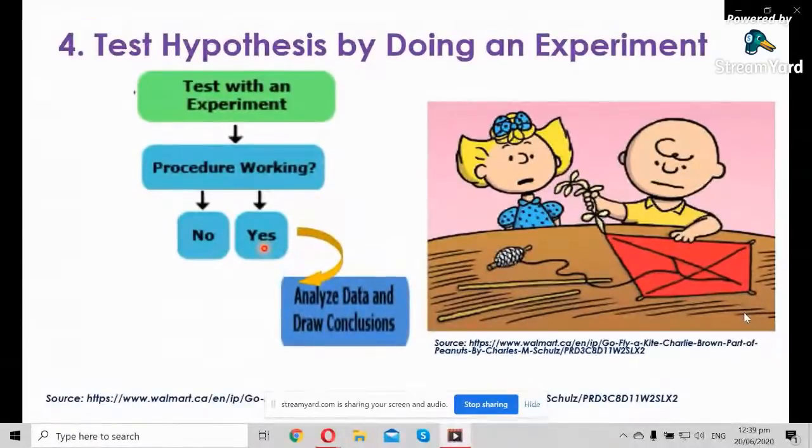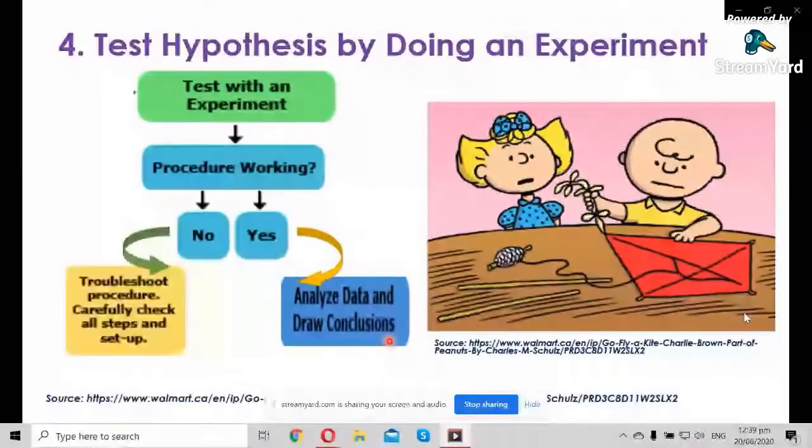If yes, we analyze data and we draw conclusions. If no, we will troubleshoot the procedure and carefully check all steps and set up. Meaning, if we failed in the experiment, we will do it again so that we will finally analyze the data and draw conclusions.